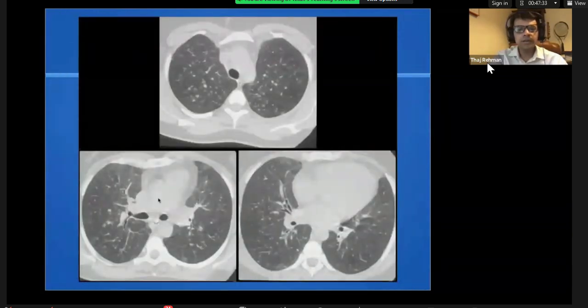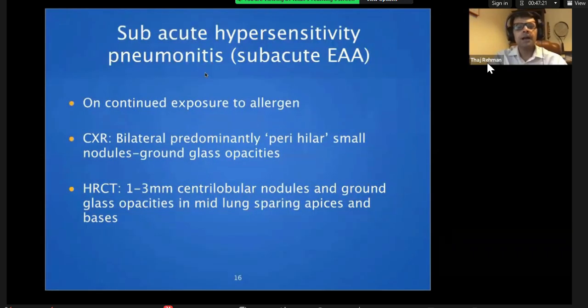And on CT, the same thing. There are multiple centrilobular nodules in a non-uniform distribution. If it was uniform distribution, you would have thought about miliary TB. This is non-uniform, and this is subacute hypersensitivity pneumonitis. Okay, bilateral perihilar small nodules and ground glass densities. On HRCT, 1 to 3 millimeter centrilobular nodules and ground glass opacities in mid-lung, sparing apices and bases.